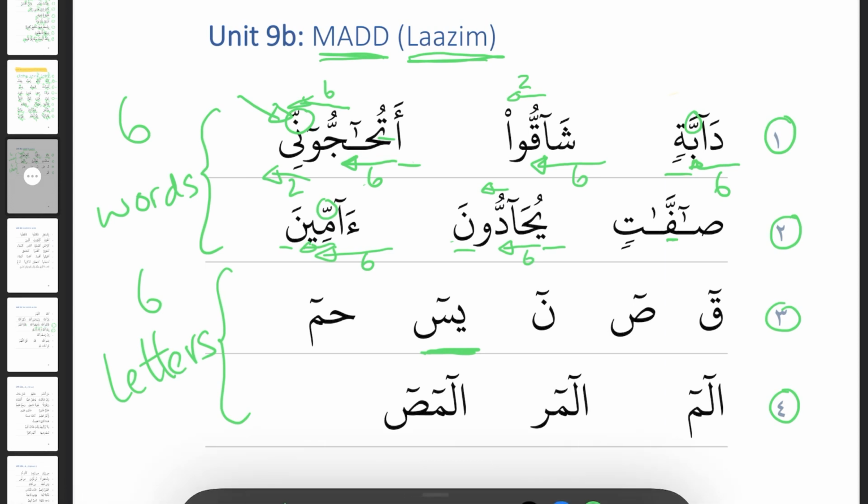But I'm going to go through and show you how these letters are read when they occur at the beginning of some of the chapters of Qur'an. Now, not every single chapter of Qur'an starts with these huruf muqatta'at, which are the separated letters, which is what these letters are here on lines 3 and 4. But when they do, it's handy to know how to read them.